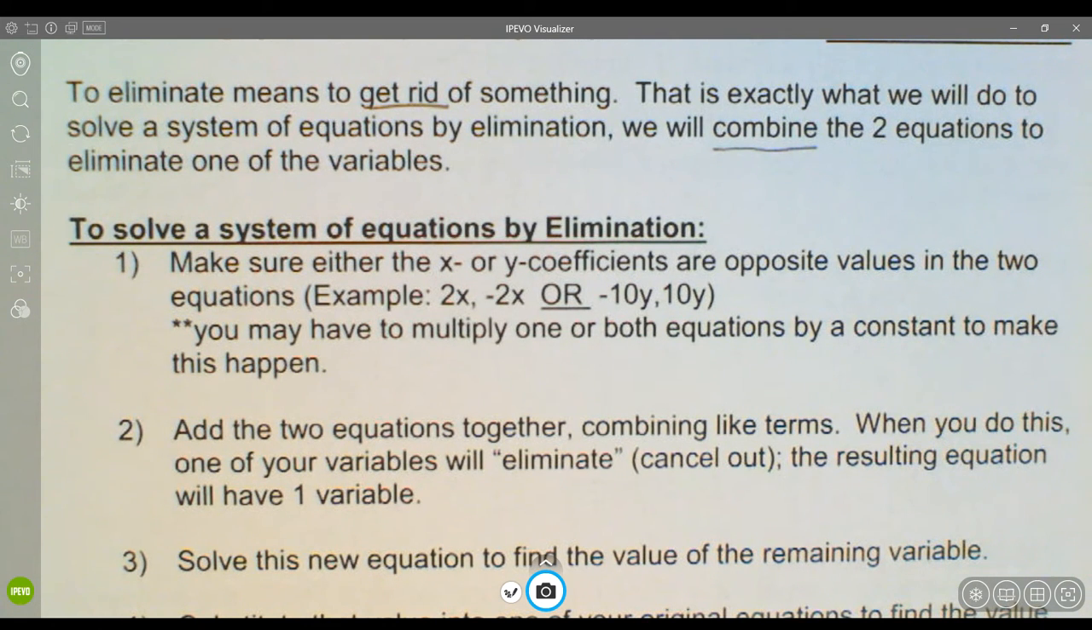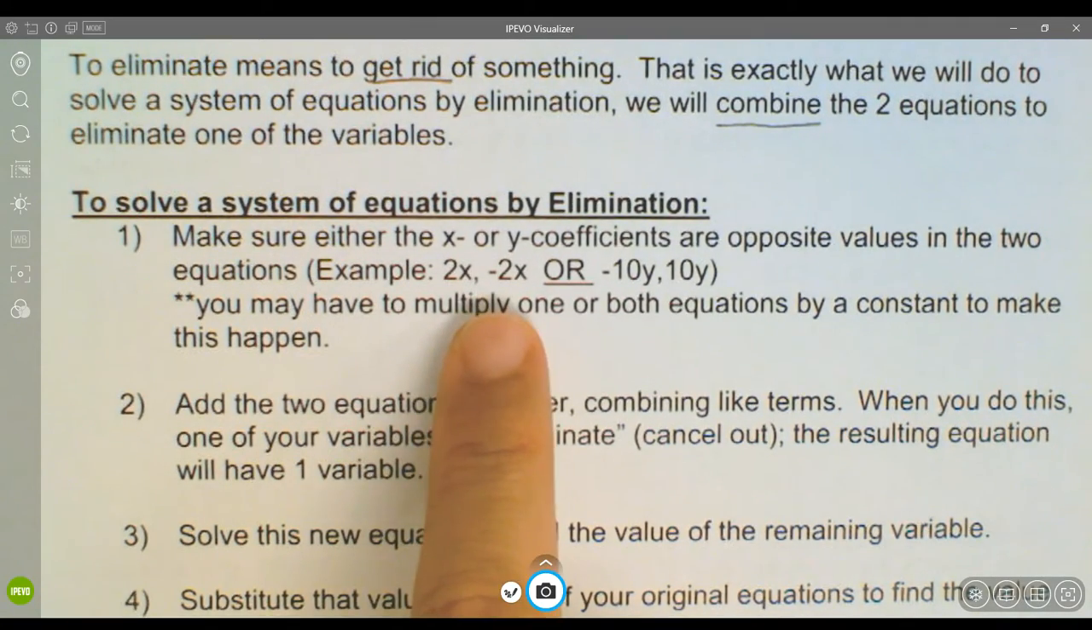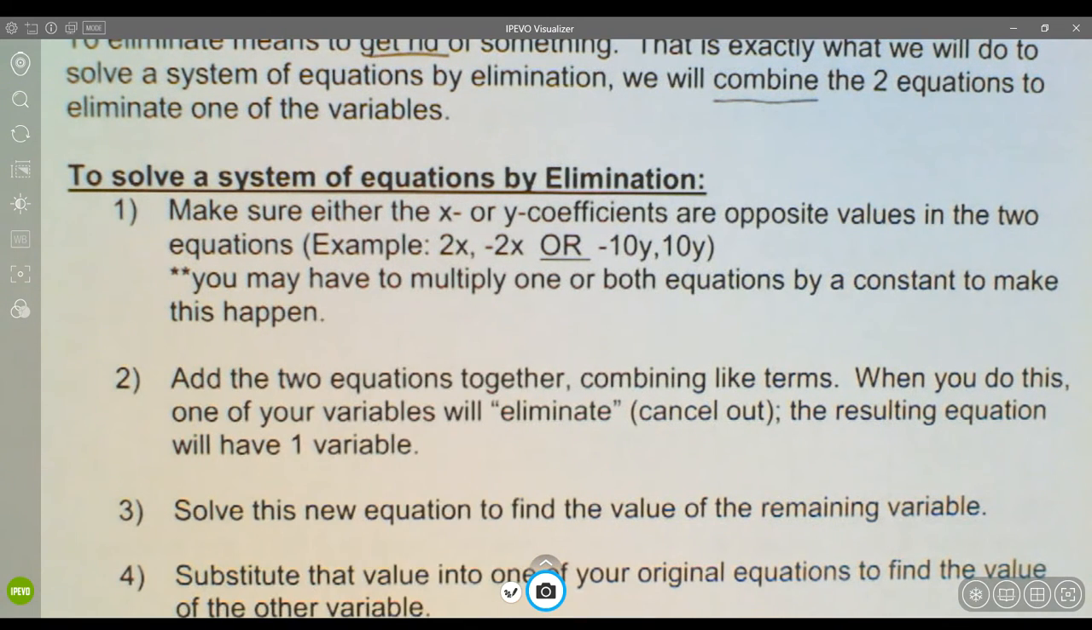The reason they have to be opposites is because what happens when you add opposites? Well, you get zero, so something is going to zero out. So look to have your two equations where they have opposite terms. Sometimes you will have to multiply one of the equations or both of the equations, but we'll save that for another day. Right now, I just want to look at what happens when they're nicely opposite for us.